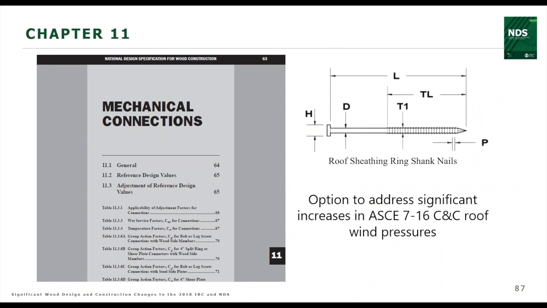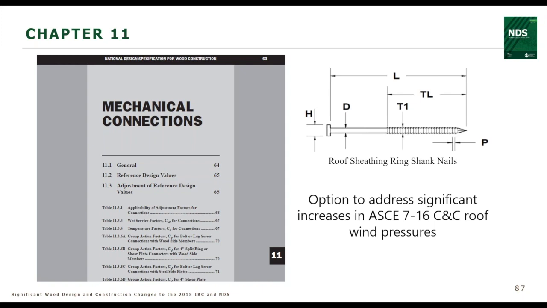Now the next group of chapters are the fastenings chapters, or the connections chapters. So chapter 11 is the mechanical connections chapter. So this is the kind of overall connections chapter. And then in chapters 12, 13, and 14, we talk about the different specific types of fasteners.